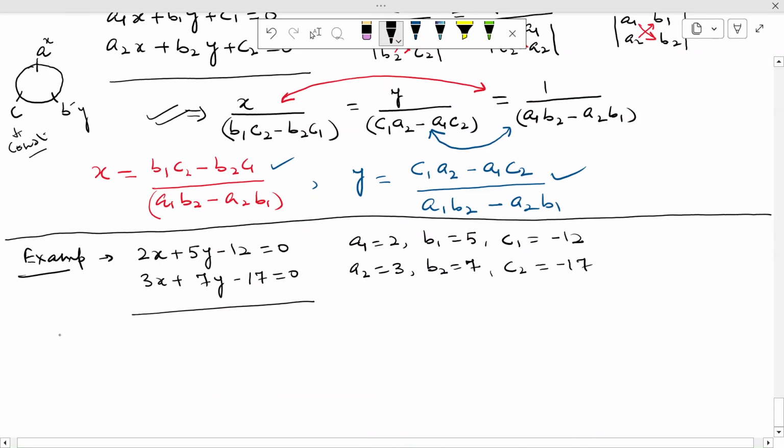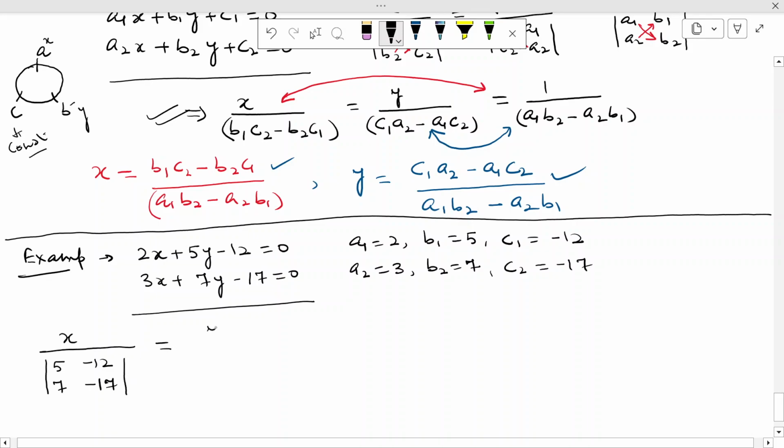So now we will write this form of equation. So we will consider x. अब x हमारा a के corresponding means a1 a2 के, so we are leaving these a1 a2 और हम लिखेंगे b1 b2 which is 5 and 7, then c1 c2 which is -12 and -17.